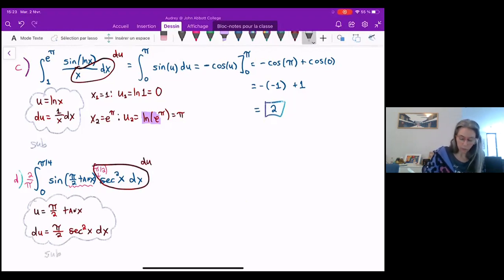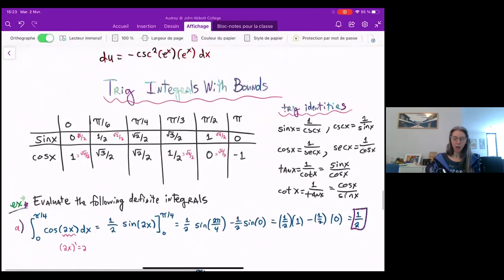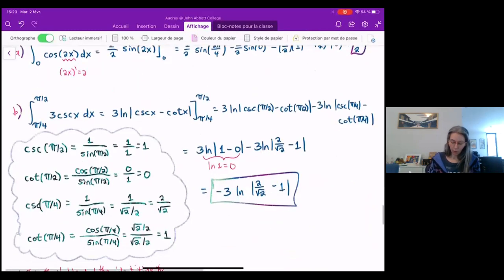And now I want to deal with my bounds. So x1 is equal to 0, which means u1 is equal to pi over 2 tangent of 0. So you can plug this into your calculators, tangent of 0, and see that it equals 0. Or you can remember that tangent is sine over cosine and use our table up here. We would have 0 divided by 1, which is just 0.